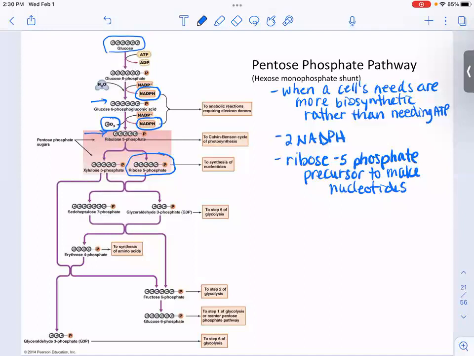And we'll delve more into the structure of DNA probably next week. If that's not what the cell needs, then there can be some reorganizations here. And down here, this molecule, erythrose 4-phosphate, is a precursor for a particular kind of amino acids, ringed amino acids or aromatic amino acids. So erythrose 4-phosphate is used to make amino acids.